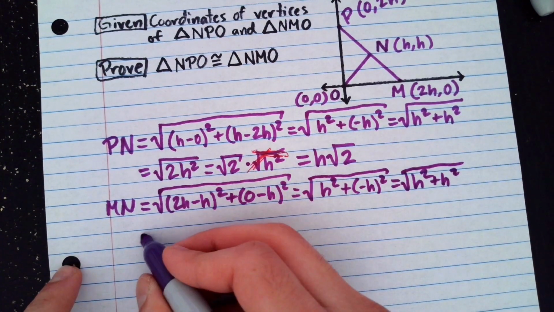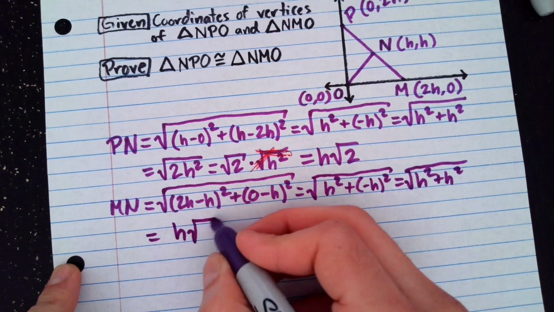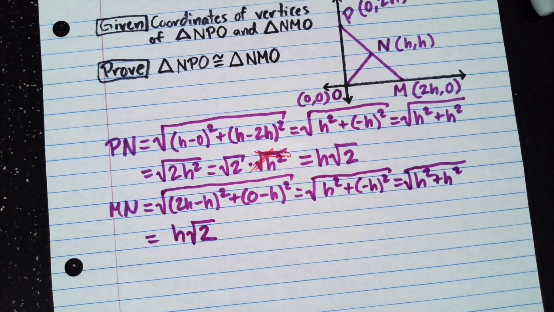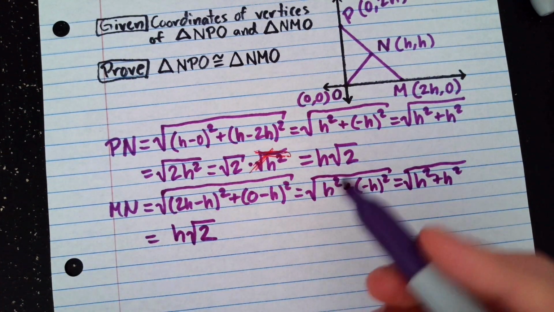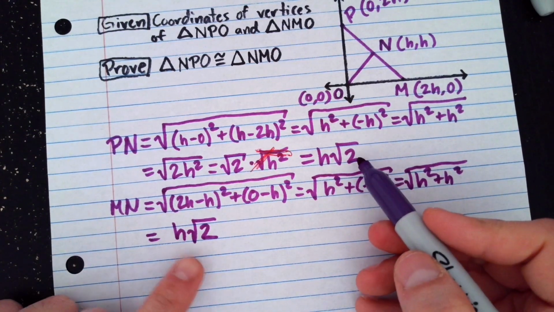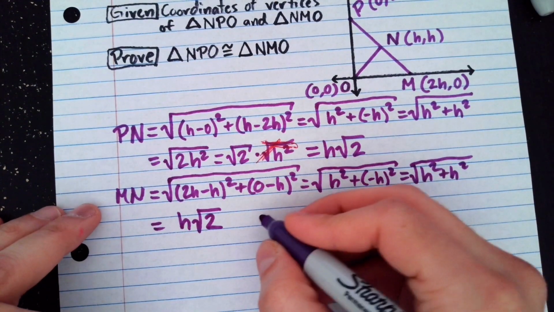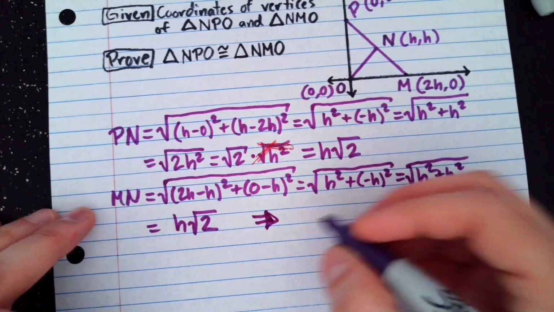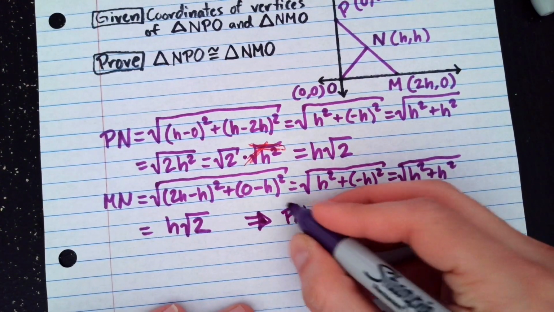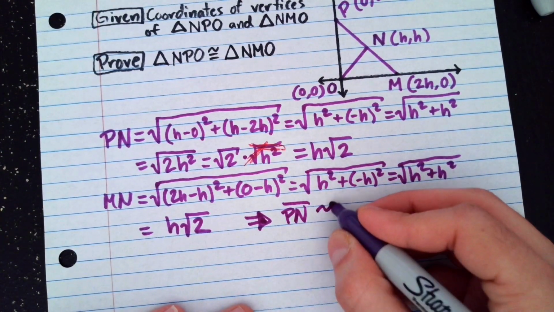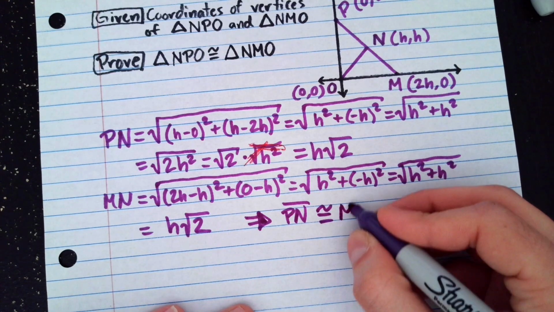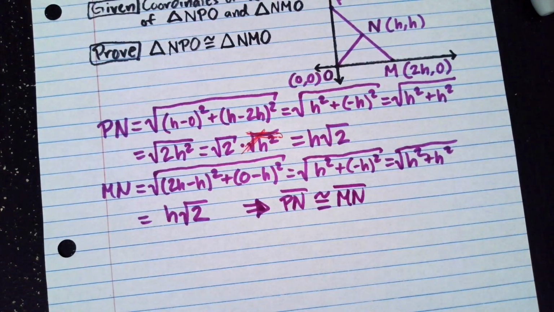And so I'm just going to skip all the way to this part right here because it is the same process. So it turns out PN and MN do have the same length, and so we can say that segment PN is congruent to segment MN. Alright, so that's our first one.